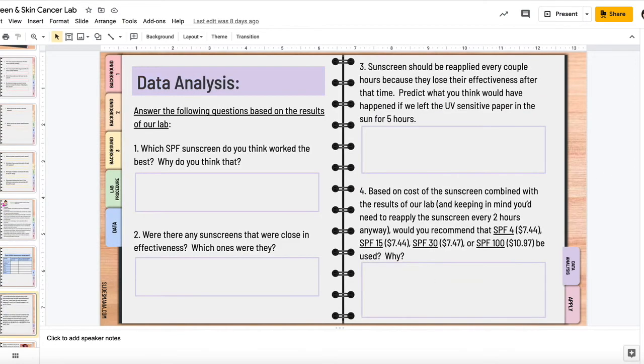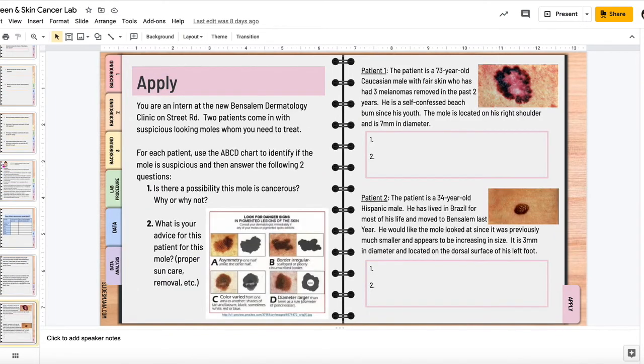And then you're going to need to do a data analysis. There are 4 questions. Based on the data, you should be answering these particular questions, those 4. And then you have this last part, which is applying what you've learned from the lab. So you are assuming the role as an intern, going into the field of dermatology, looking at skin. Those are doctors that treat the skin. And you have 2 patients that come in to your dermatology clinic that you are interning at.